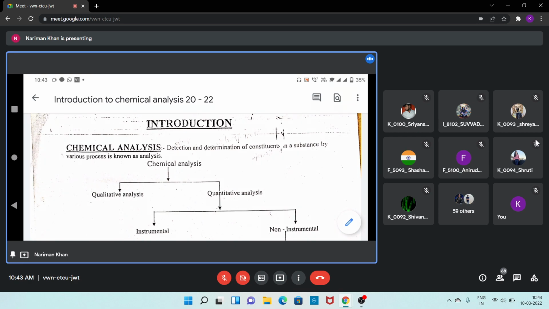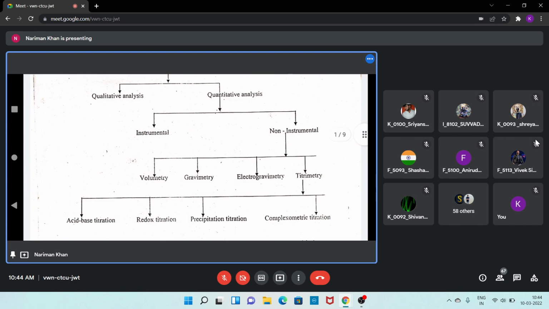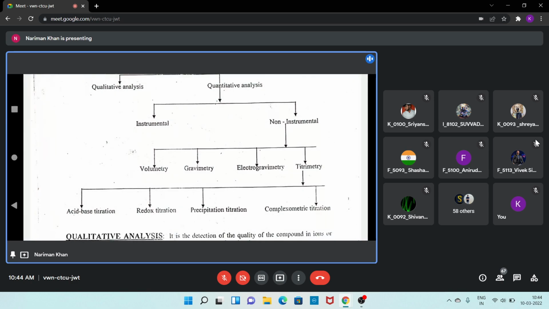Then the next thing is quantitative analysis, in which the quantity of the substance is determined. When the quantity of the constituents present in any substance is determined, it is called quantitative analysis. Quantitative analysis is of two types mainly: instrumental analysis and non-instrumental analysis. Instrumental analysis is when we determine the quantity of any constituent present in a chemical substance with the help of an instrument.